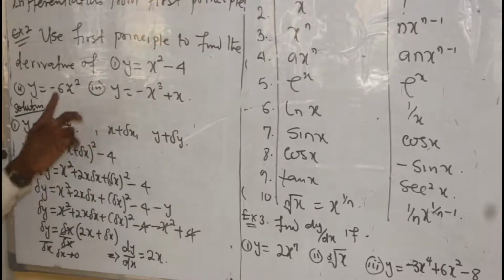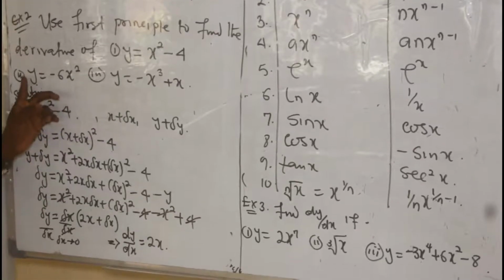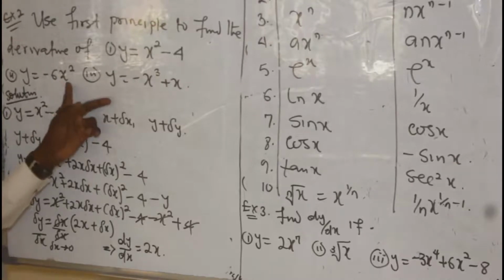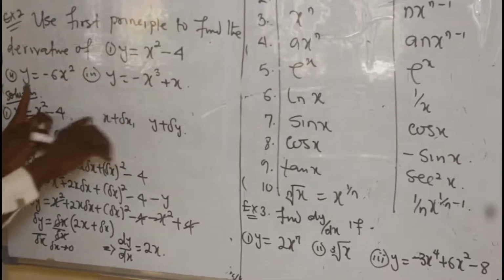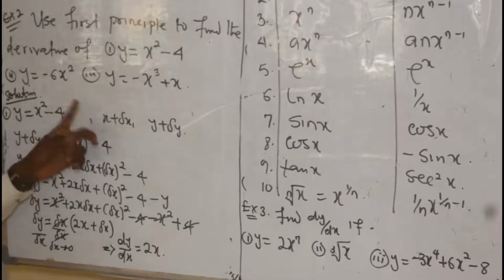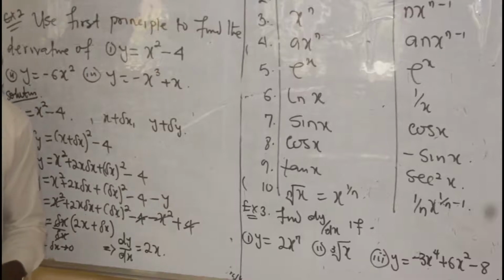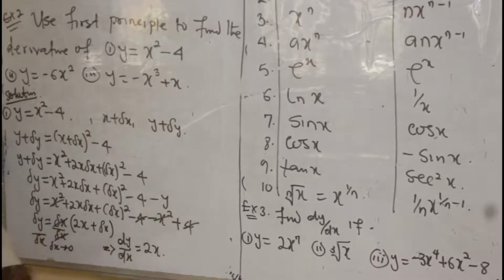Now if you want to find any other one here, that is the same procedure we are going to use. If you want to find this one, just substitute y plus delta y minus 6 into x plus delta x all square. I hope you understand. You expand it, you multiply it by minus 6, you collect the right terms, then you find delta y over delta x, substitute their limits. Do you understand the concept? So that is how we find the differentiation from first principle.